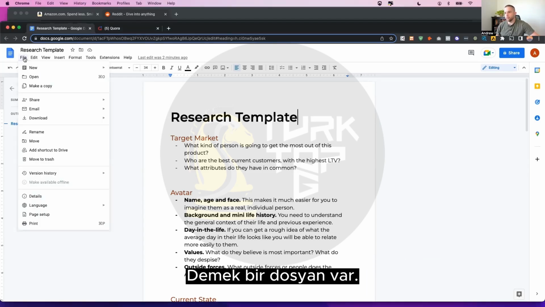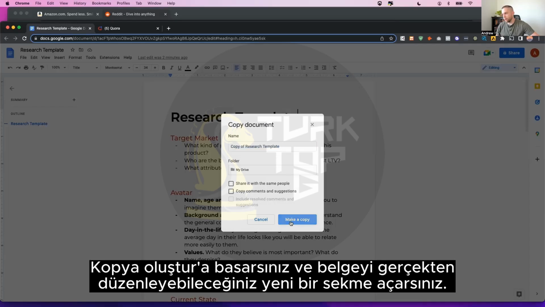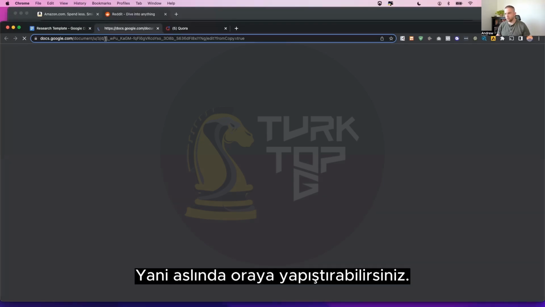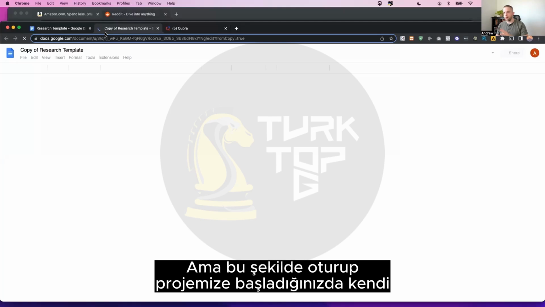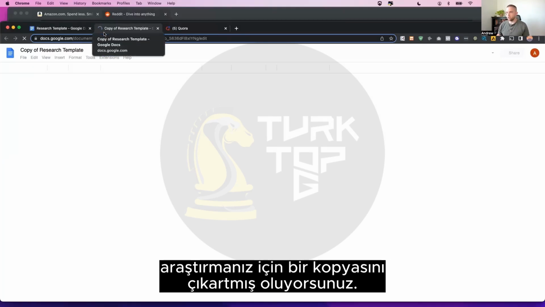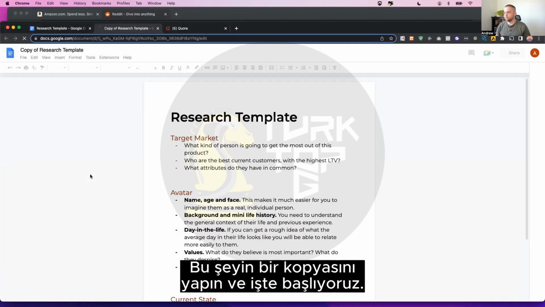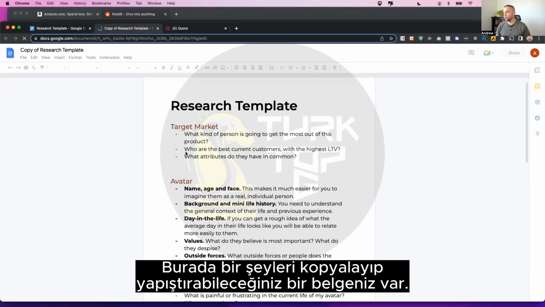So go to File, you go to Make a Copy, you hit Make a Copy. You go ahead and come up with a name. You hit Make a Copy, and it'll open up a new tab where you can actually edit the document. So you can actually paste stuff in there. You're going to have a read-only version that you have a link to inside of the program. But this is how you make a copy for your own research when you're sitting down to start on a project, right? So make a copy of this thing. And here you go. You've got a document here where you can copy and paste stuff.